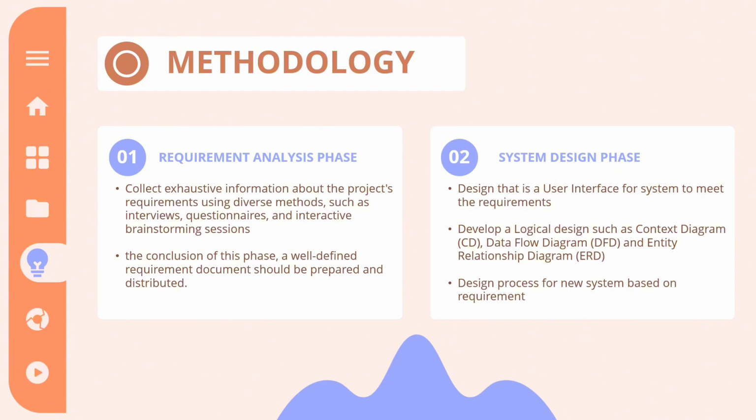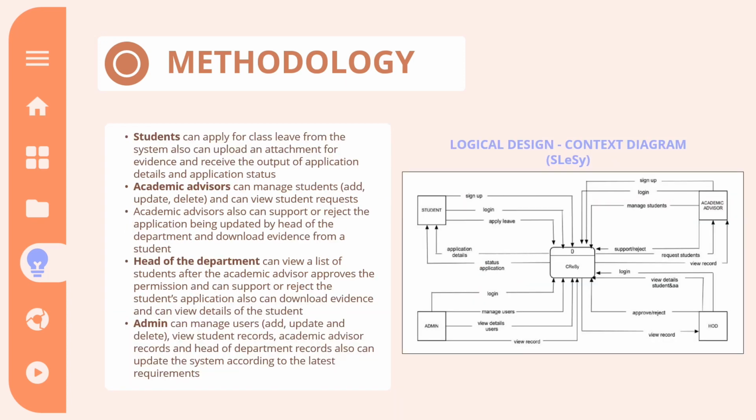The second one is the system design phase. First, design a user interface for the system to meet the requirements. Second, develop a logical design such as context diagram CD, data flow diagram DFD, and entity relationship diagram ERD. Third, design the process for the new system based on requirements. This is the CD of our system.